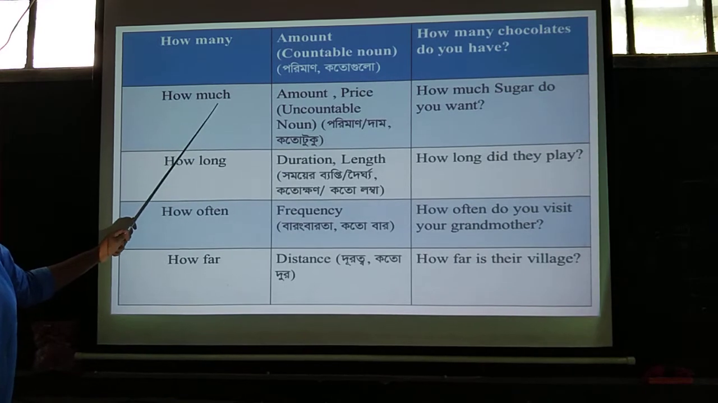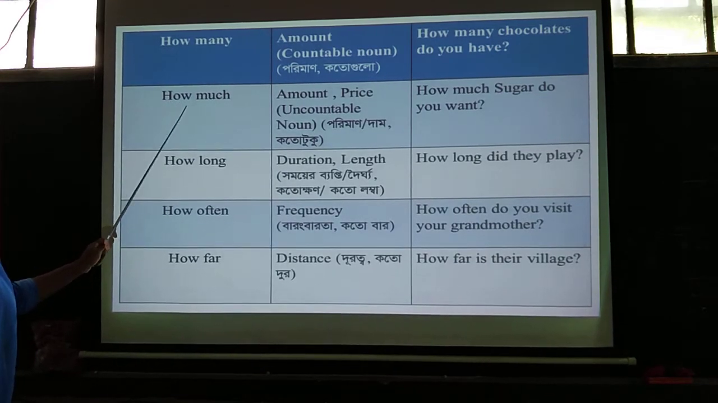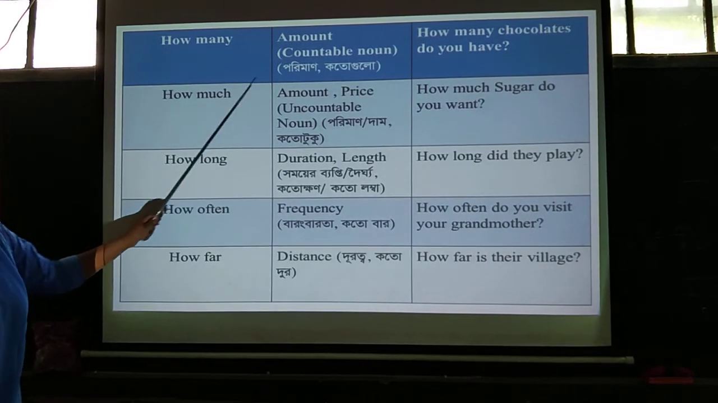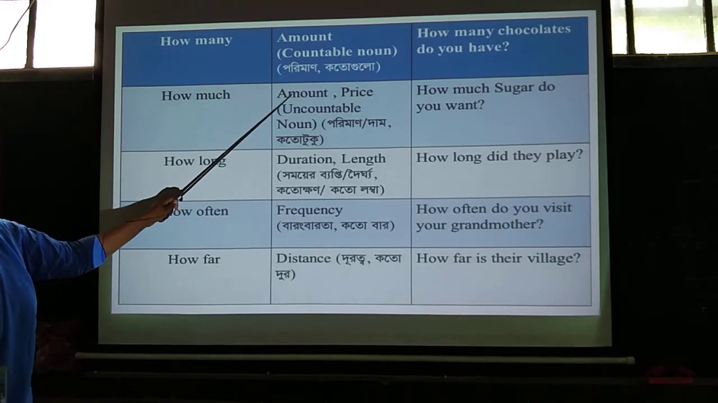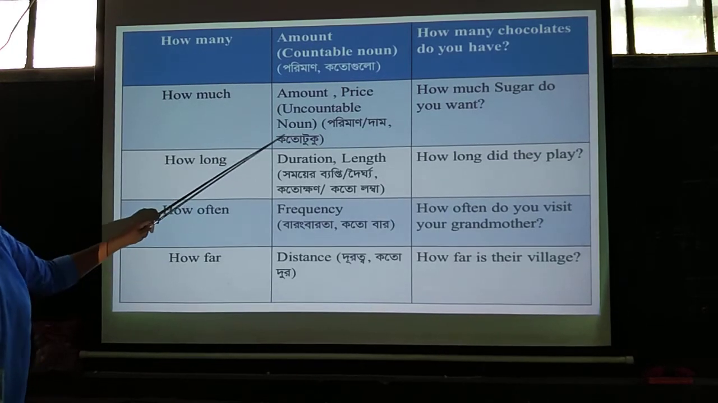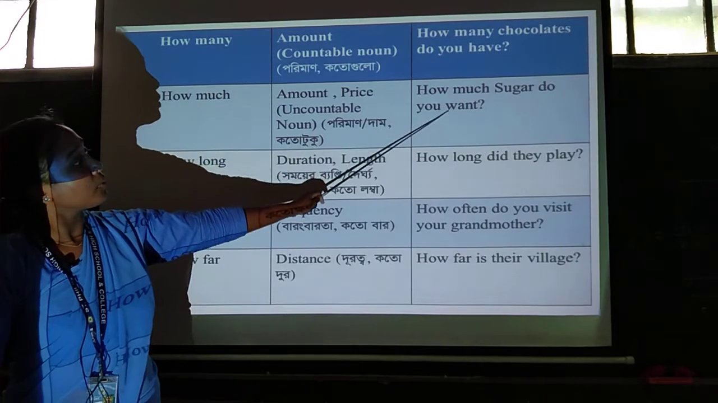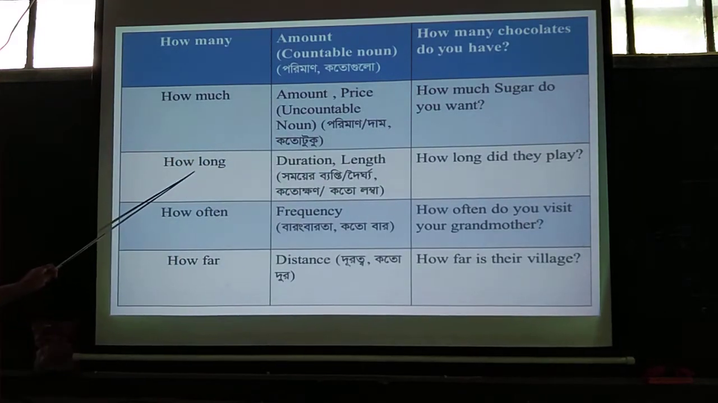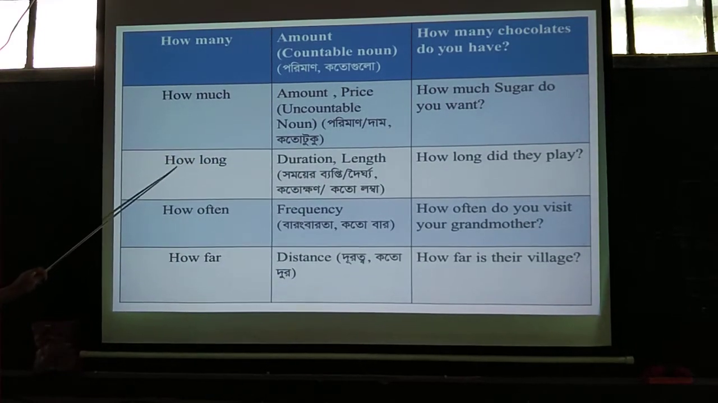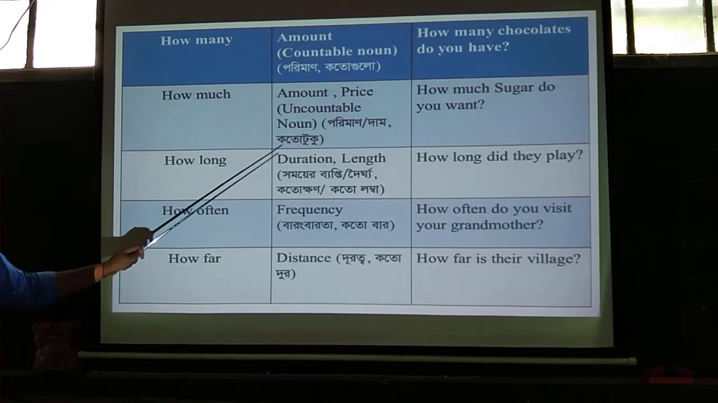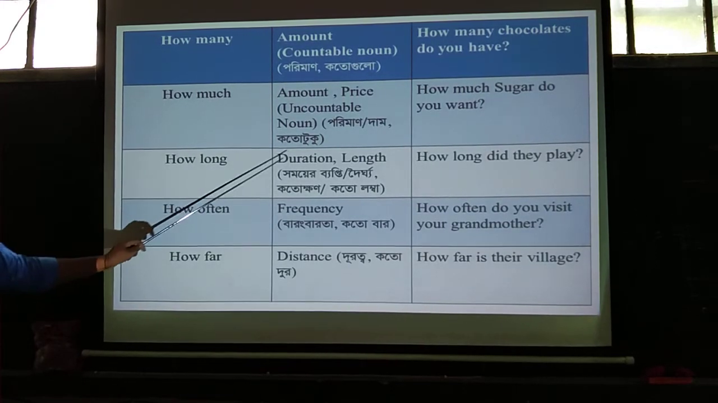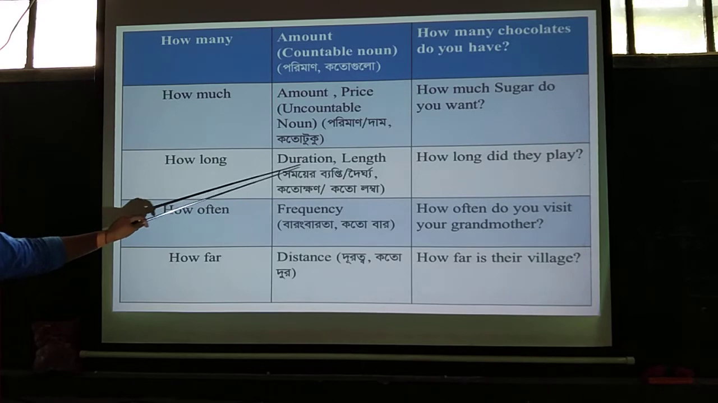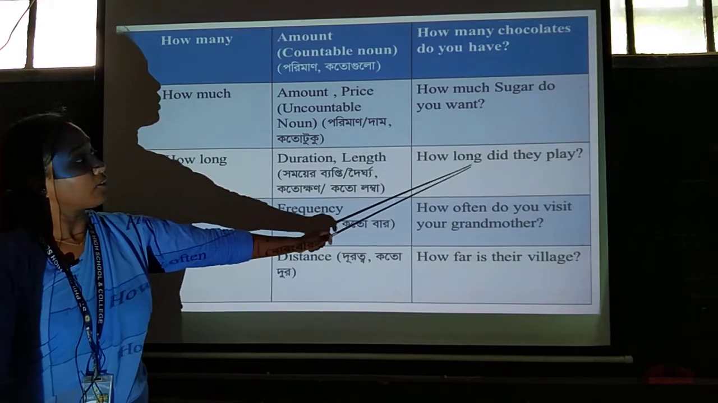We use much with how, and we use this WH question word to know about the amount, but it is in case of uncountable nouns, like how much sugar do you want. We use long with how. We use this WH question word to know the duration, time duration or the length, like how long did they play.